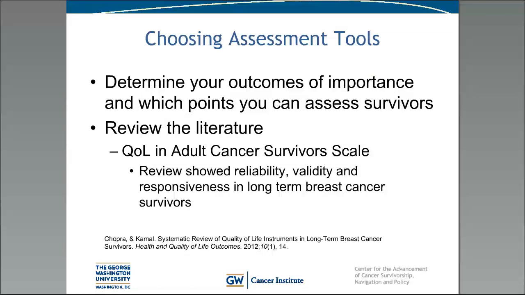For choosing your assessment tools, you want to first determine the outcomes of importance and at which points you can assess survivors. We do a lot of baseline measures that really direct the flow of our clinic visit, but what we want to be looking at for the future of our clinic is when should we be assessing to look at how the clinic has affected these outcomes. When should we send post-clinic measurements? I think that's important to consider to be able to show how your program is affecting your survivors.